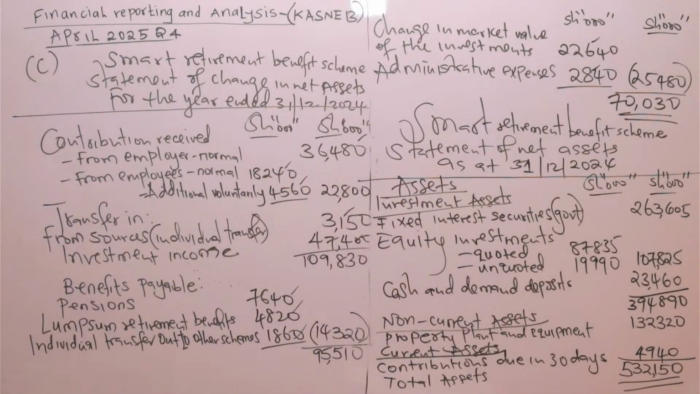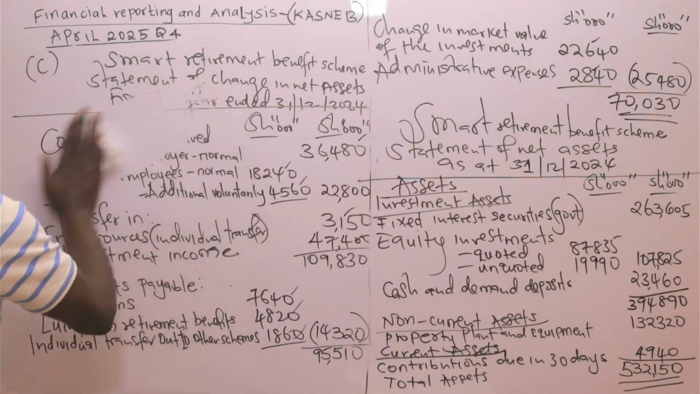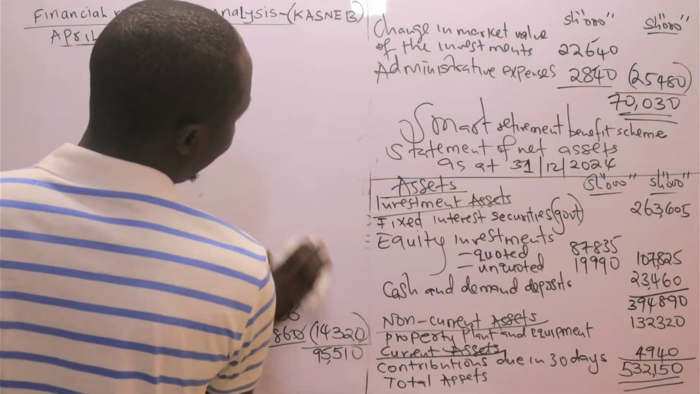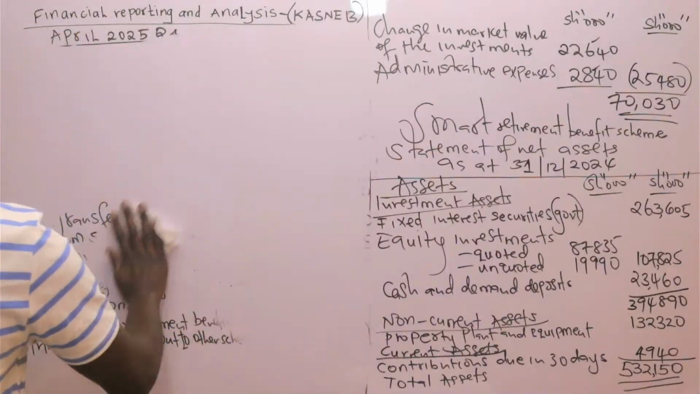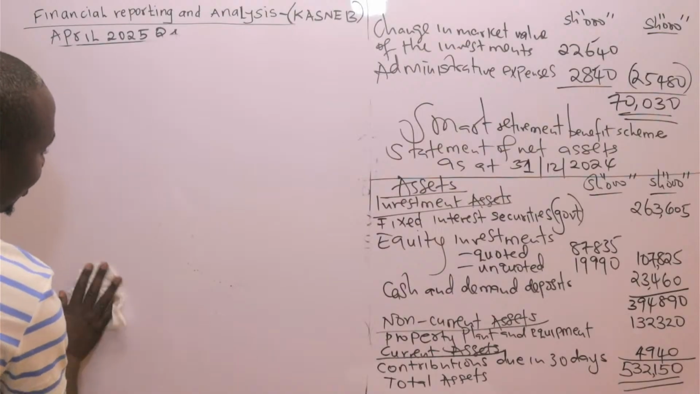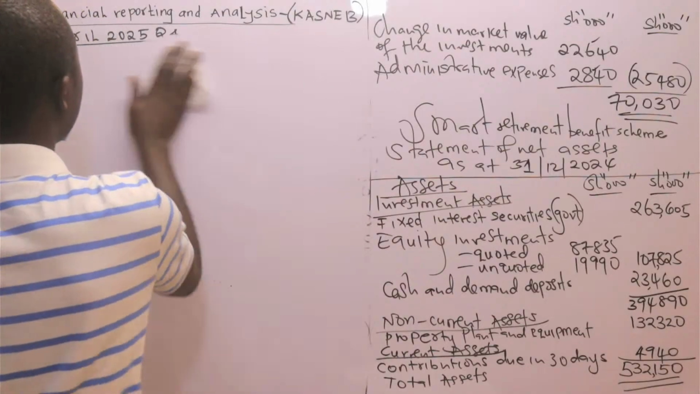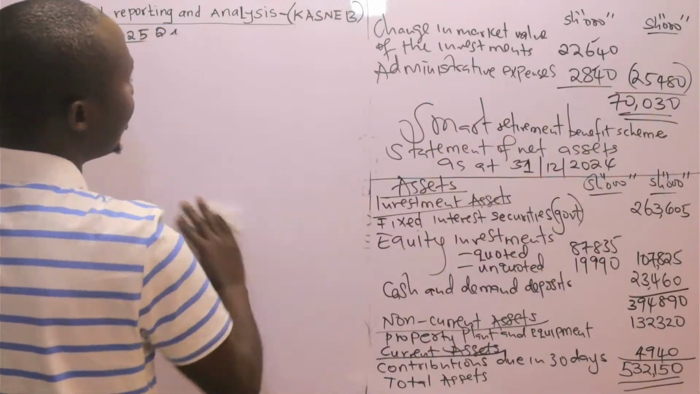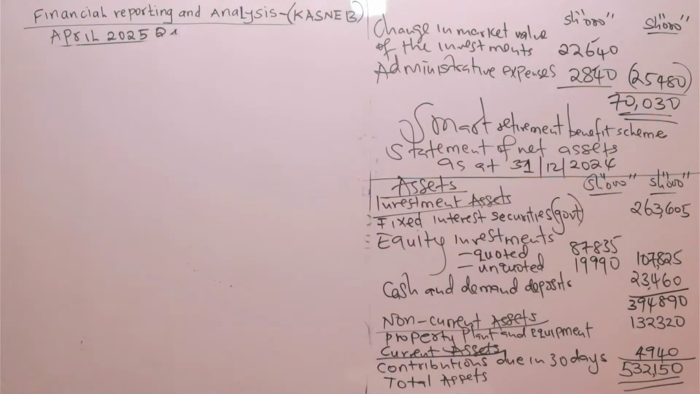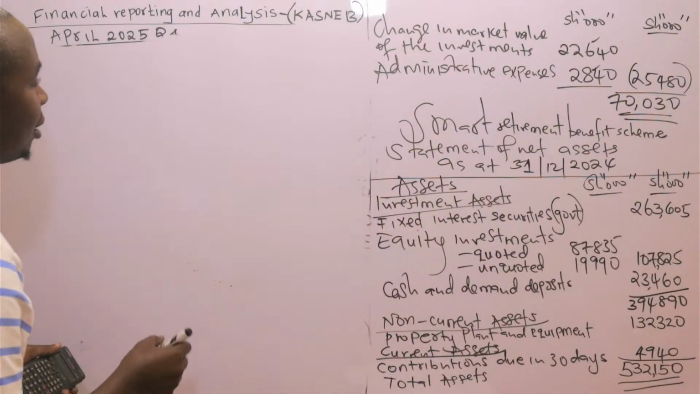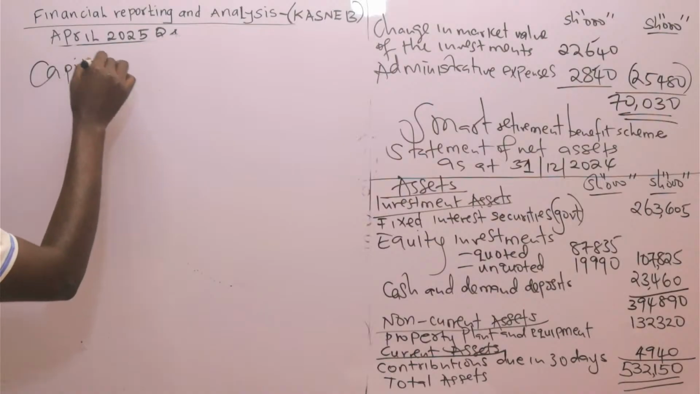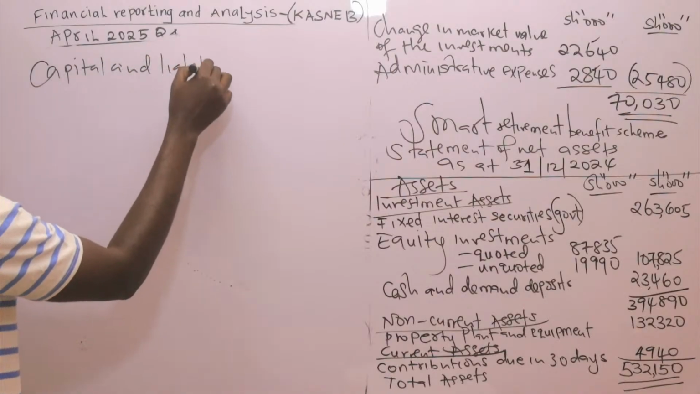So I decided to do this topic because I know it challenges many students, but it's a simple one. IFRS 9 and how to prepare these statements for retirement schemes challenges a lot of students, but it's a very simple question. It's just understanding how those statements are done. Then now we continue with capital and liabilities.